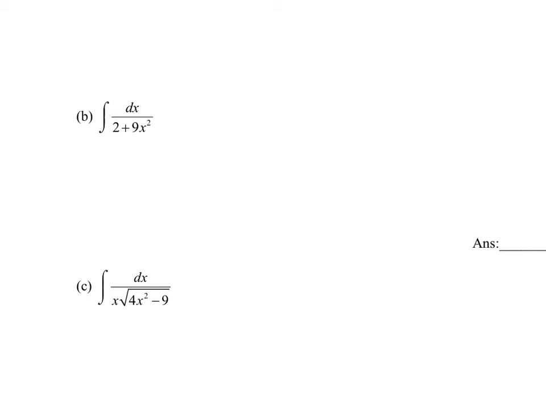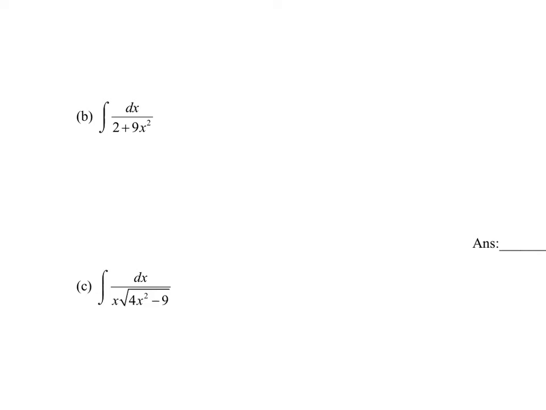Okay, so let's look at problem B here. It says find the antiderivative or the indefinite integral of dx over 2 plus 9x squared. Again here, this is very similar to problems that we've seen before. You might start off this problem by thinking, okay, let's use u substitution with u being 2 plus 9x squared. Well, think about doing that.